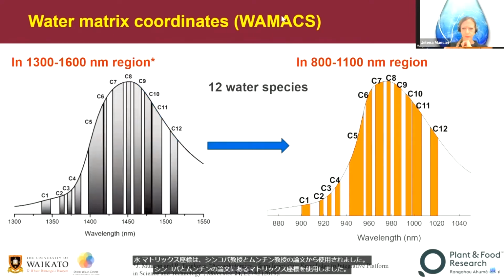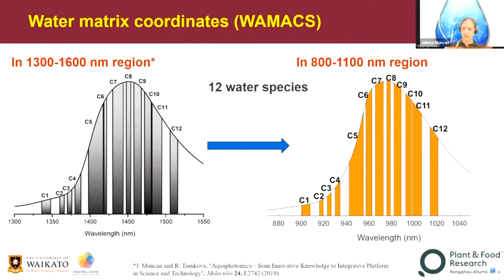Water matrix coordinates were used from the paper of Professor Tsenkova and Muncan, where they found 12 water bands in the first overtone region, which is the 1300 to 1600 nanometer region. As you can see, these are the water matrix coordinates that define the water species. And using the anharmonic oscillator model, I found 12 water species in the second overtone region of water.